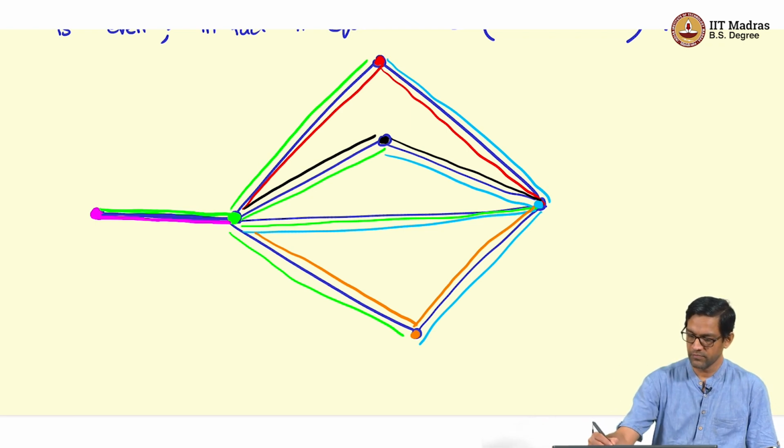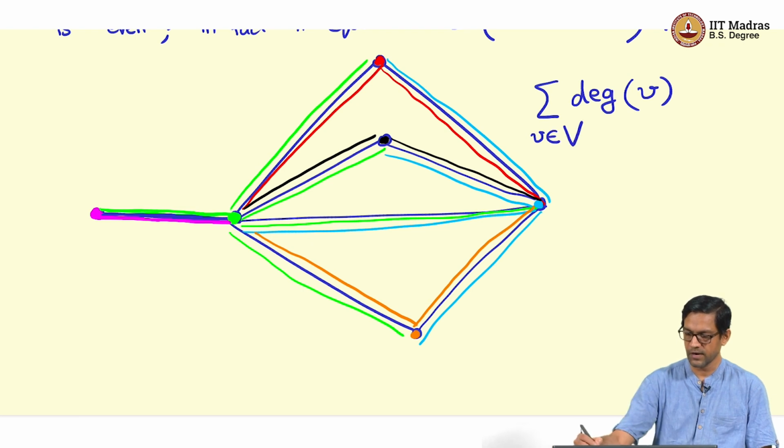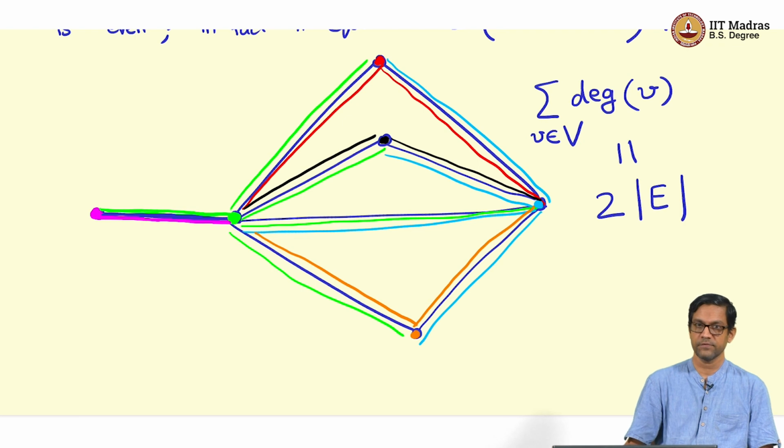So, what we have finally proved is this statement of the lemma, but let me write it in terms of notation. The sum of deg of V will just mean the degree of V, where V varies over all the vertices of the graph. What we have shown is that this is equal to 2 times the number of edges, or equivalently the cardinality of the edge set of the graph.